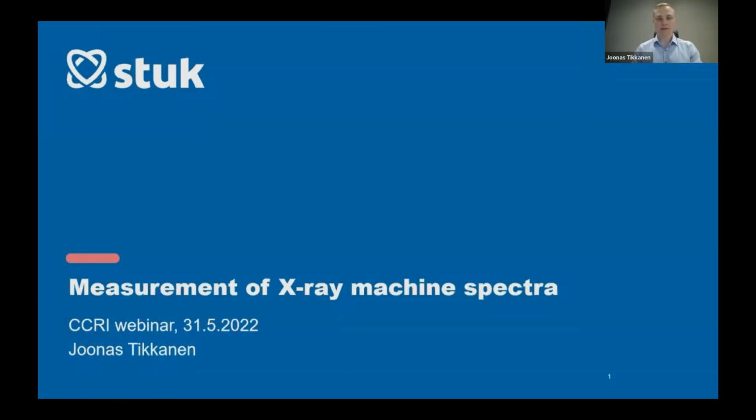So, as said, I am Joonas Tikkanen, and I'm working as a scientist at STUK, the National Nuclear and Safety Authority of Finland. So today I'm speaking about measurement of X-ray machine spectra, or X-ray spectrometry of X-ray tubes.